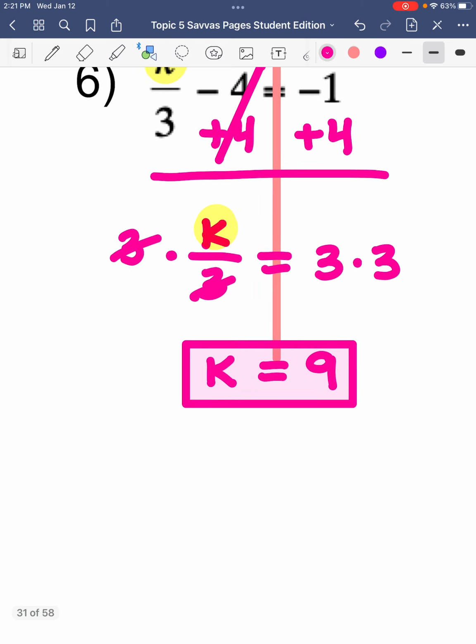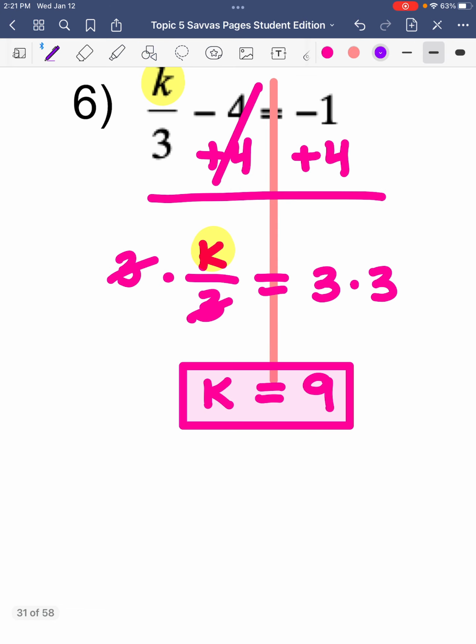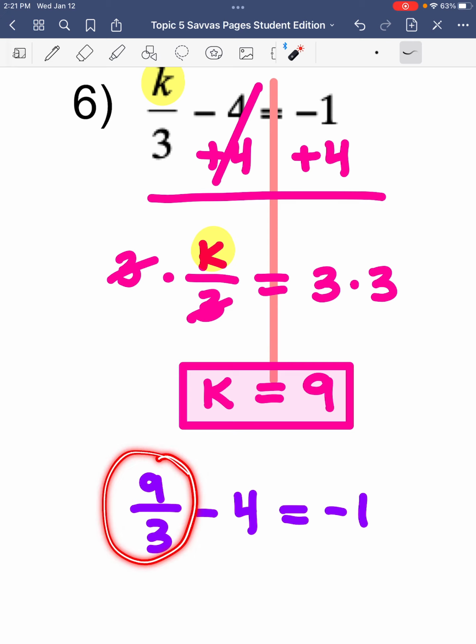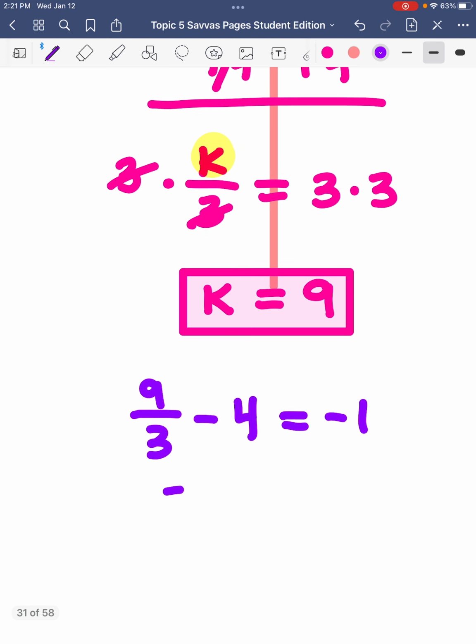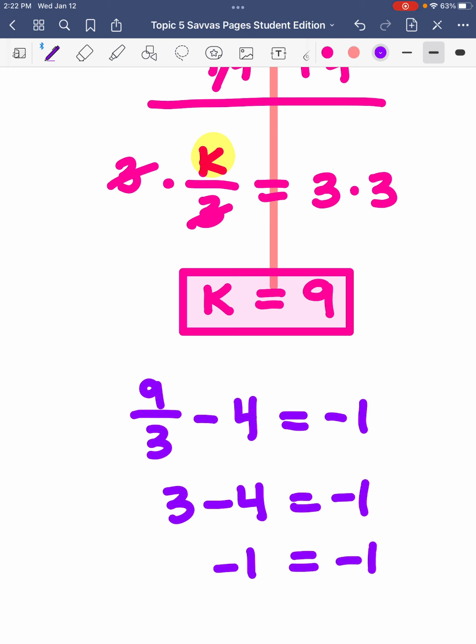We can always plug that in to check our work. So we have 9 divided by 3 minus 4 equals negative 1. Well, let's start with 9 divided by 3. 9 divided by 3 is 3. So we have 3 minus 4 equals negative 1. Now 3 minus 4, I know that 3 minus 4 is negative 1. So negative 1 equals negative 1. It's the same number on both sides of the equal sign. So I know that my answer, k equals 9, is correct.